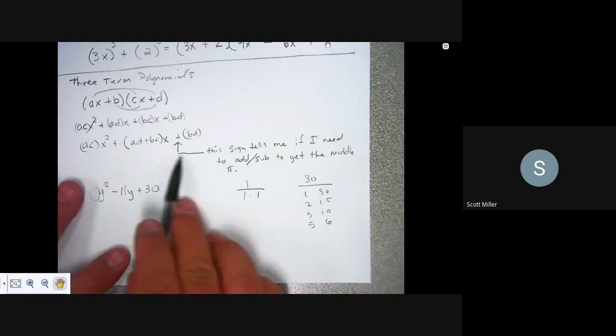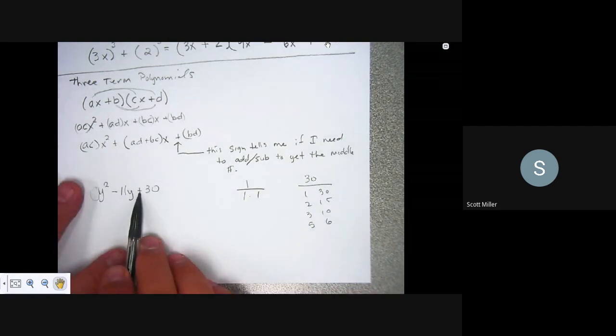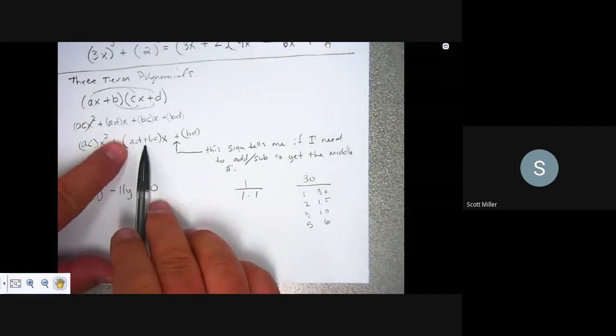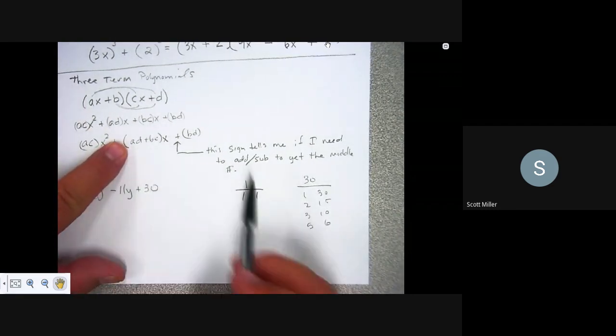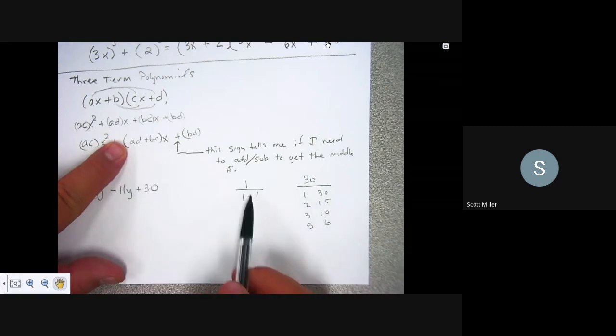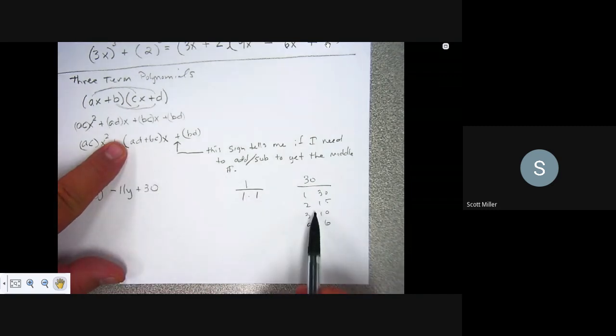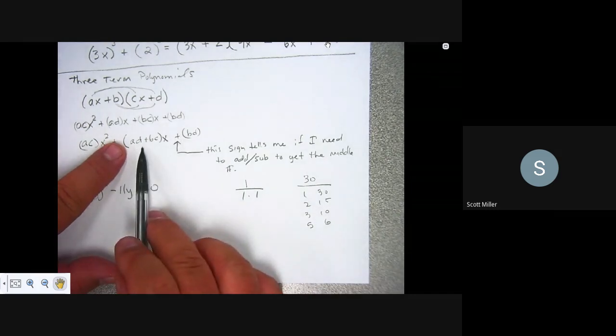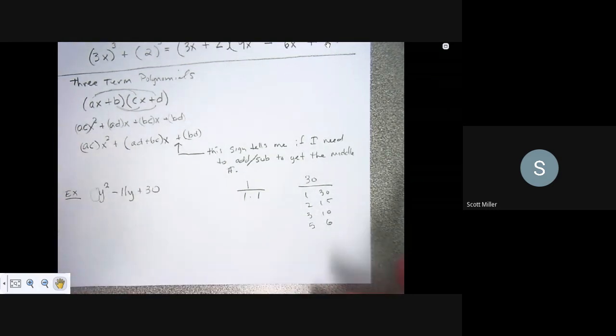Because by this little thing I just told you, this is a plus, right? What you're going to do, I need to add to get the middle. And you take this combination. That means one of these multiplies to one of those. The other one multiplies to its partner. And then you're going to need to subtract to get the middle. It seems kind of complicated, but it's really kind of simple.